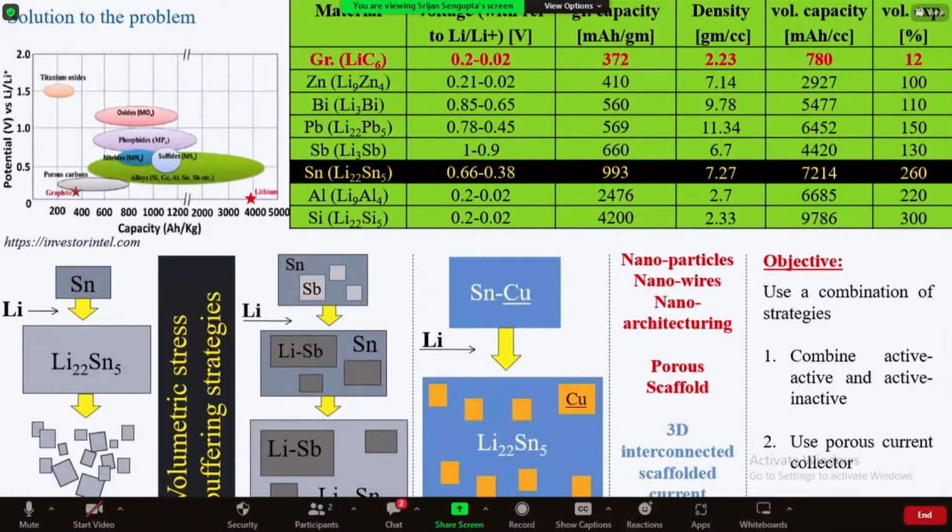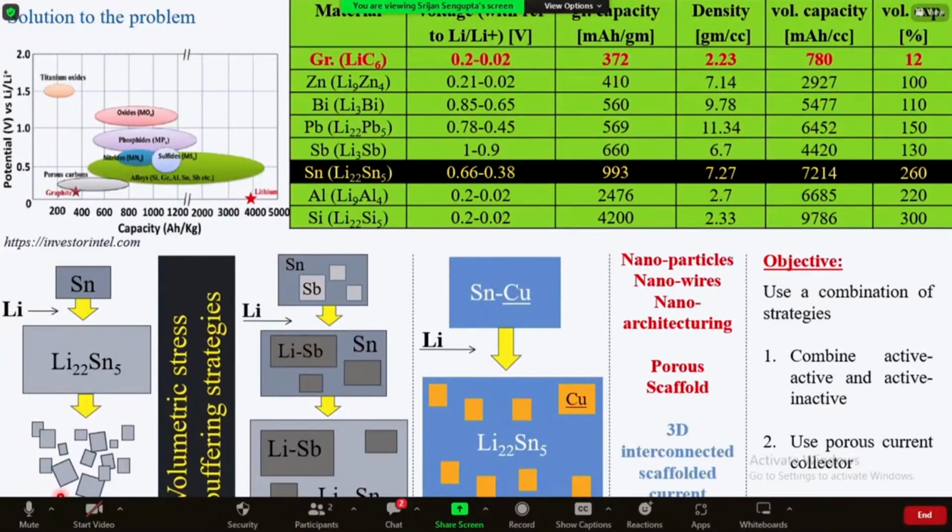So I tried to replace the graphite anode with a tin anode. But the problem is you get a volume expansion in the order of 300%, so 260%. If you see on this left-hand side, if you start with tin, when it is fully lithiated, the volume grows by 2.6 times and it completely pulverizes. So what strategies can you take to get this capacity but still save the structure?